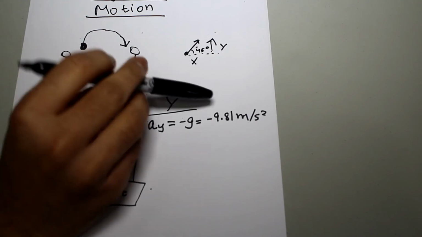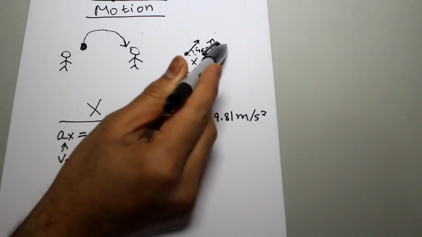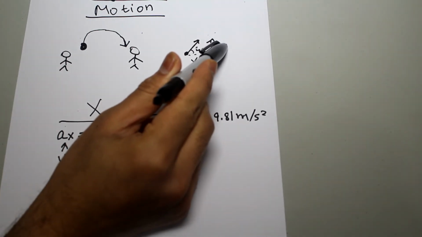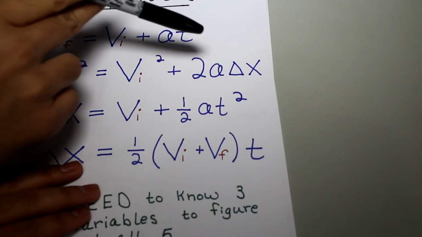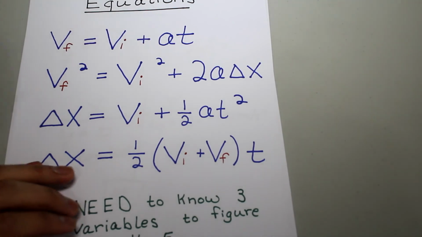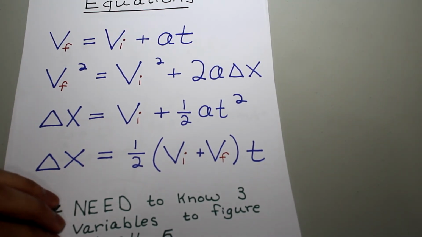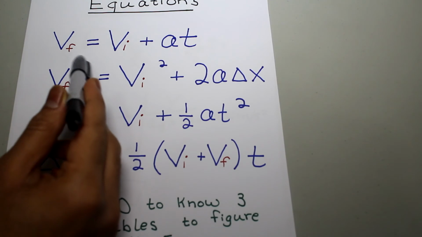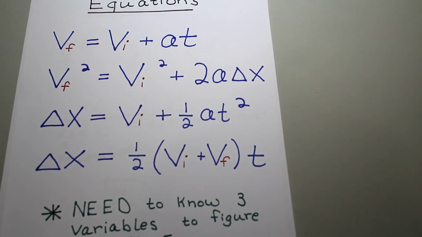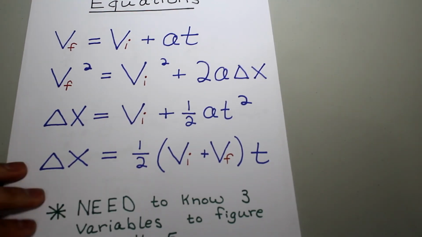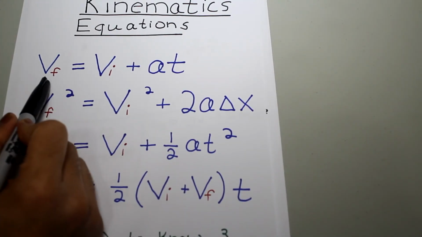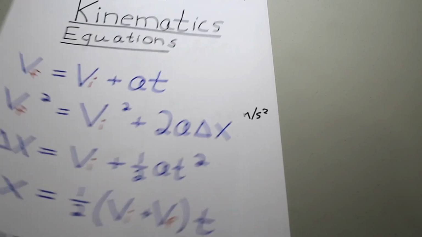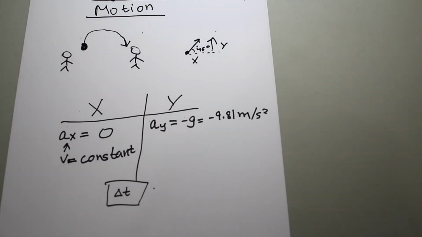And using this acceleration, and after you resolve the velocity into its y component, you can use the kinematics equations to figure out the change in position, or whatever else you're trying to figure out, such as the final velocity. But keep in mind, if you do plug in the y component as initial velocity, you'll get a y component of the final velocity out. Then you might have to use SOHCAHTOA to figure out the resultant again.